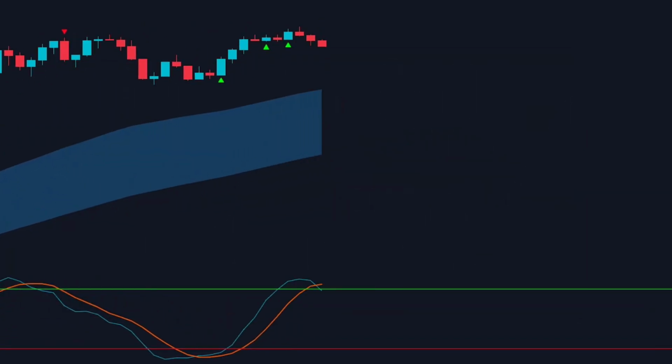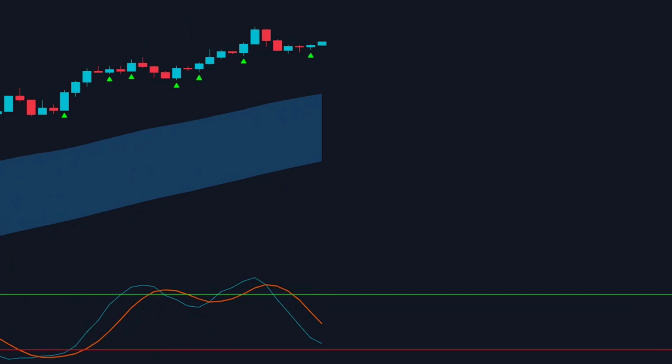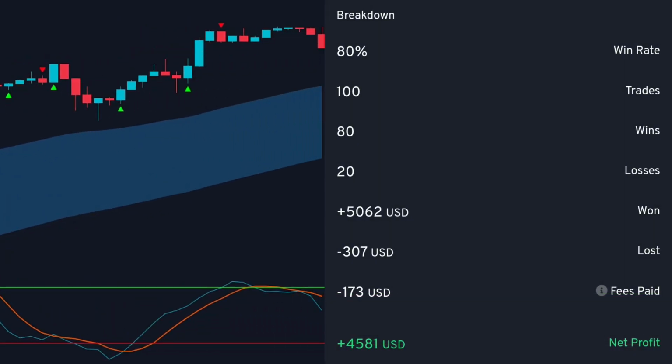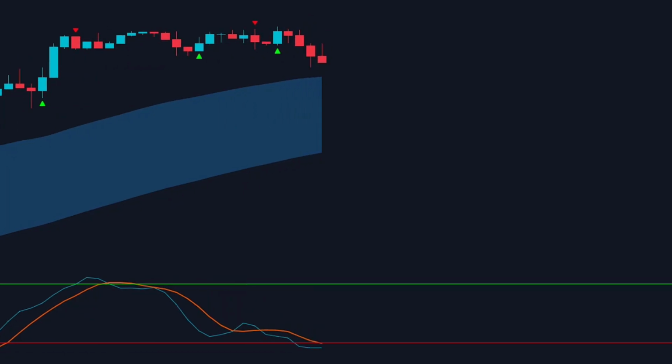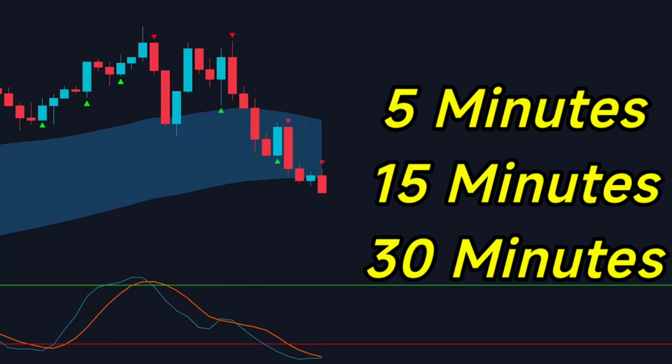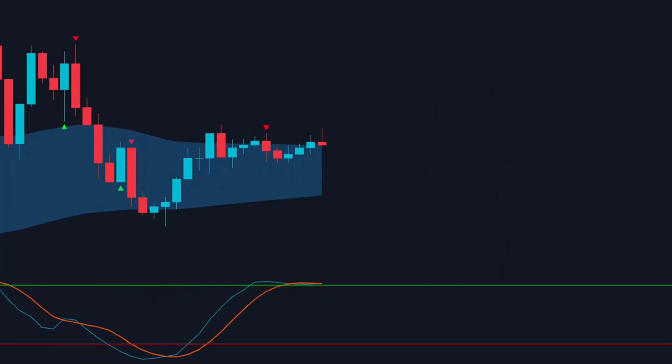Today we've got an exciting trading strategy to share with you. This one boasts an impressive accuracy rate of over 80% across all markets. And it's especially effective on smaller time frames like 5 minutes, 15 minutes, and 30 minutes. That makes it perfect for day traders and scalpers.